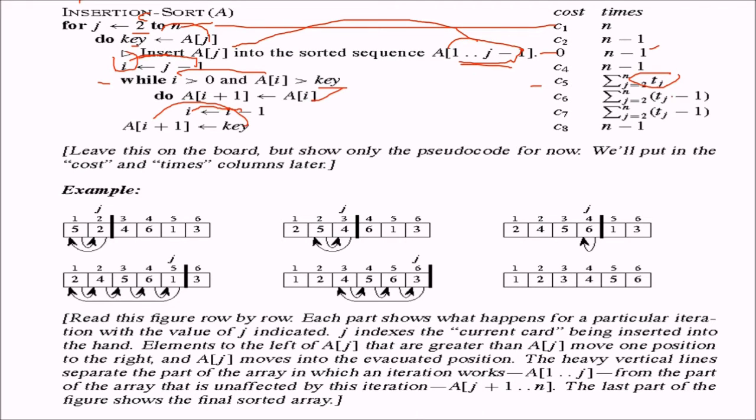We don't know what tj is right now, and because these two instructions are inside the while loop, we'll run them for tj-1 times. So if the while test runs for tj, these will run for tj-1 and tj-1, and again the last line is inside the for loop, so that will run for n-1 times.